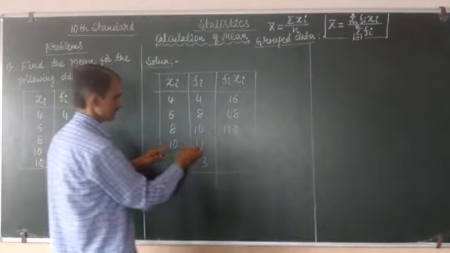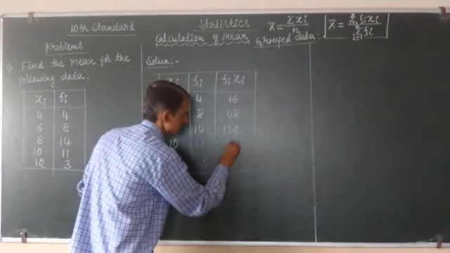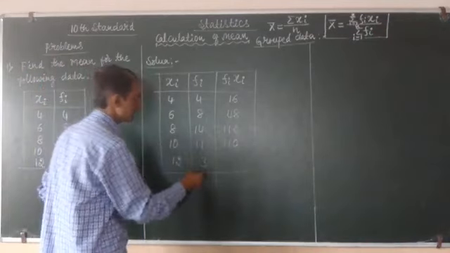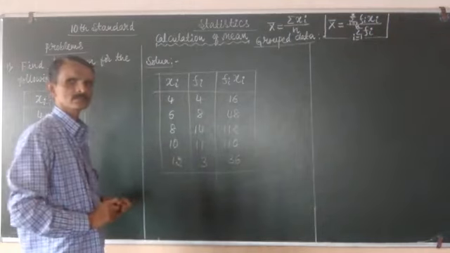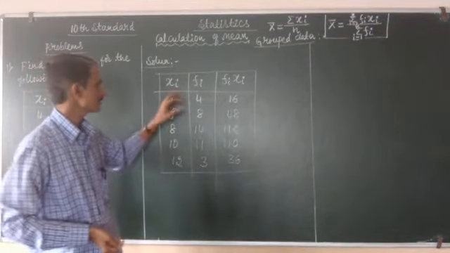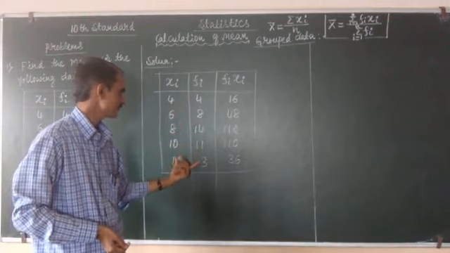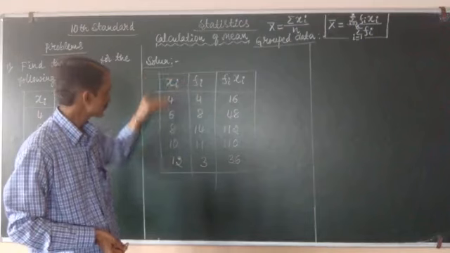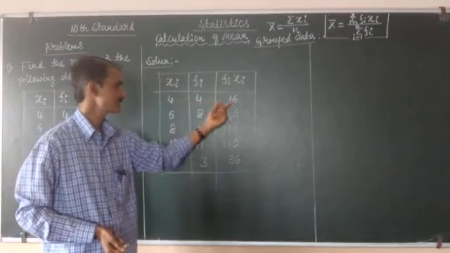So next, 11 10s are, or 10 11s are 110. So 12 3s are 36. You just have to multiply these two corresponding scores with the corresponding frequencies.